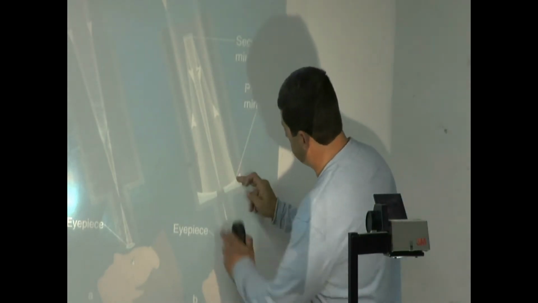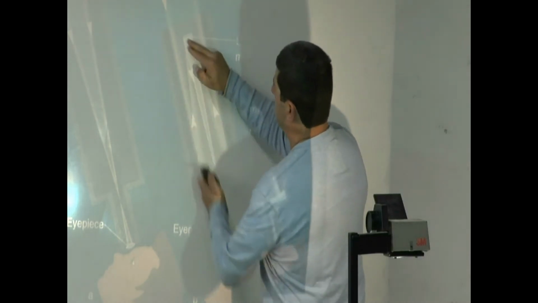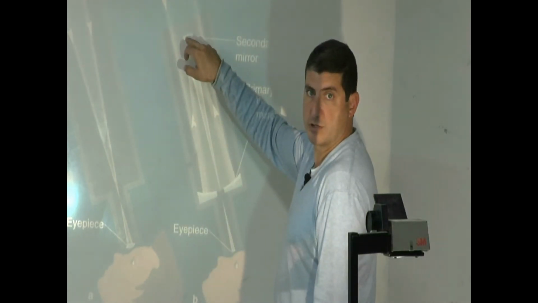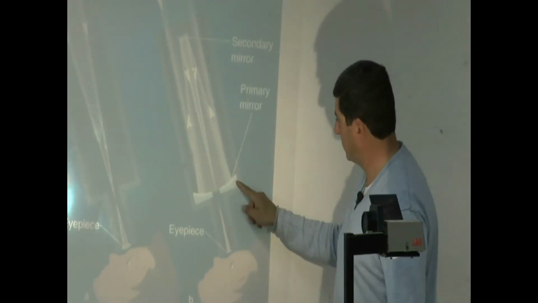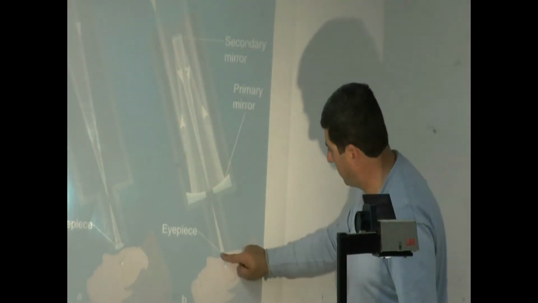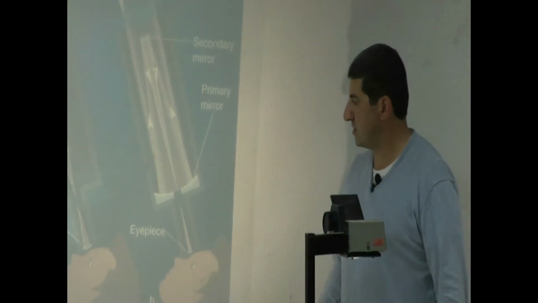So the light comes, and because the mirror is curved, the light goes, and then he has a secondary mirror. So he's just using mirrors instead of lenses. It comes, reflects, hits the secondary mirror, comes. Of course, you still need a lens in the eyepiece. And then you see it.